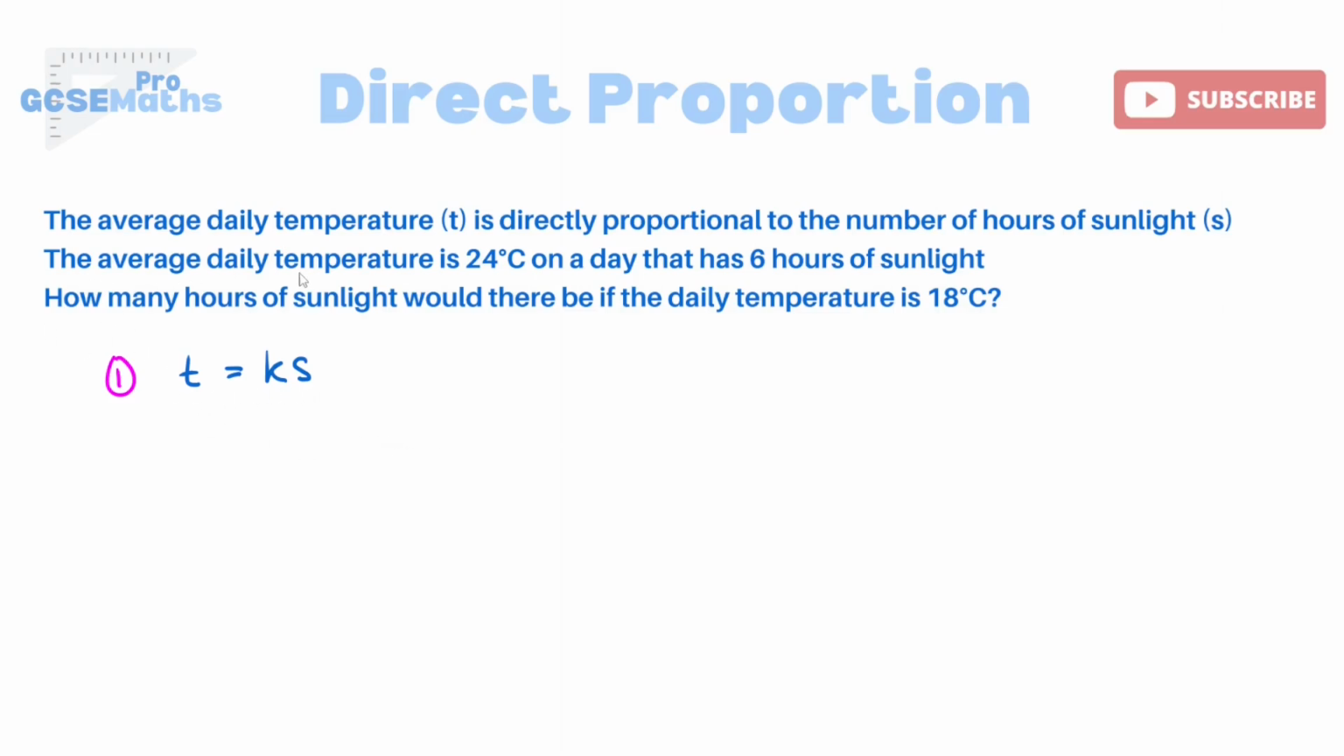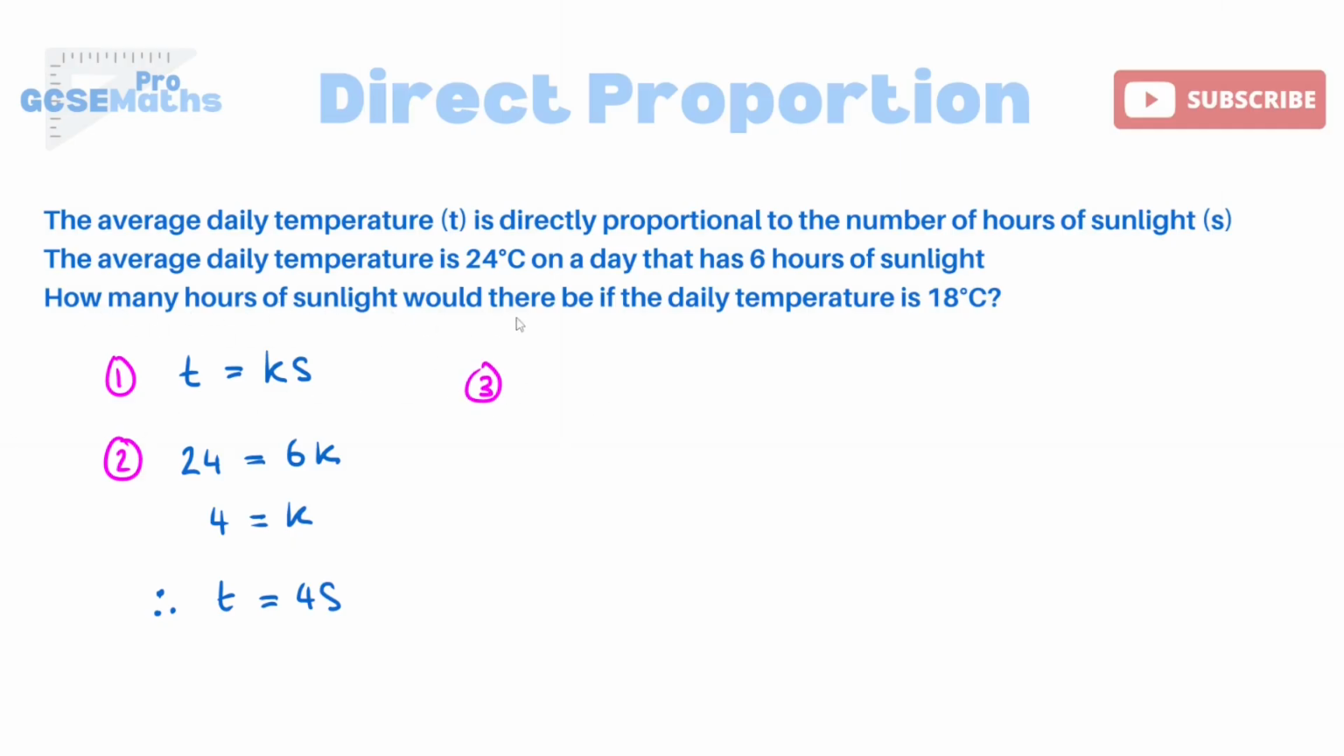Step 2, the average daily temperature is 24 degrees on a day that has 6 hours of sunlight. So the value for T is 24, the value for S is 6. So now I can solve that to find K by obviously just dividing by 6. So K is 4 for this particular one. So my equation, my formula is T is equal to 4S. And then step 3, obviously just answer the question.